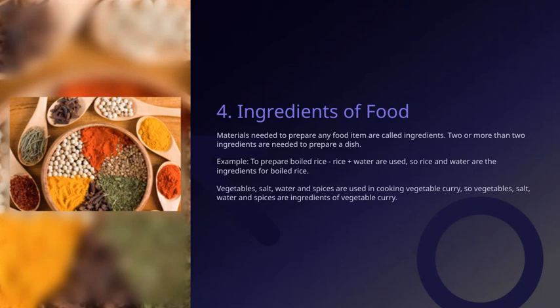Materials needed to prepare any food item are called ingredients. When we talk about making a dish, we usually need two or more ingredients. For example, to prepare boiled rice, we use rice and water. So rice and water are the ingredients for boiled rice. Similarly, when cooking vegetable curry, we use vegetables, salt, water, and spices. These are the ingredients of vegetable curry. Understanding ingredients helps us know what is necessary to make different dishes. It also connects to the overall theme of how food is prepared and what goes into making our favorite meals.